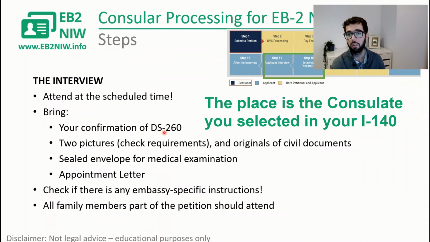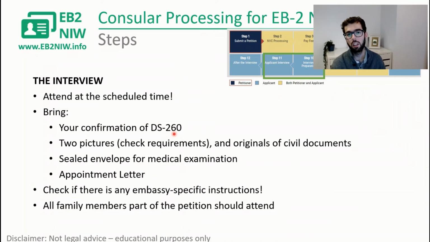Bring your confirmation of the form DS-260 that you did a few steps earlier, 2 pictures, check the requirements for the pictures, and all the originals for the civil documents that we talked about, the sealed envelope for the medical examination, and the appointment letter that you would have gotten, where they tell you at what time you have to go and so on. Check if there's any embassy-specific instructions. Sometimes there may be some special things that a particular consulate may ask you to do.